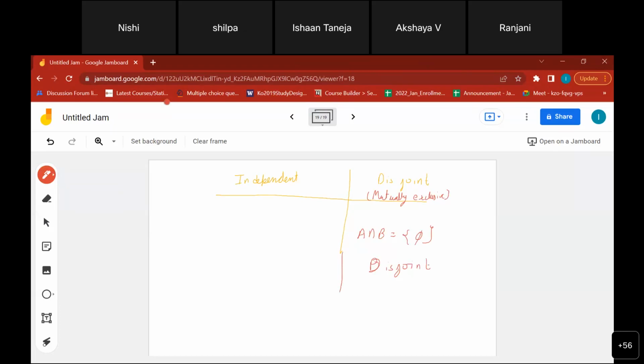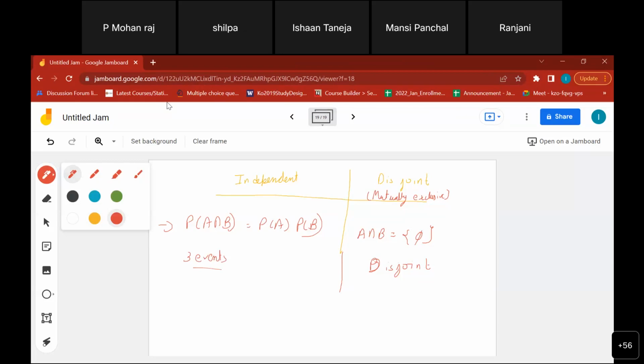When are events said to be independent? When the occurrence of one is not disturbed by the other. Okay, great. And how would you write it mathematically? Probability of A intersection B is equal to probability of A into probability of B, right? If your intersection is equal to this, you will say it is independent. Okay. What about in case of three events? Probability of A multiplied by B multiplied by C.